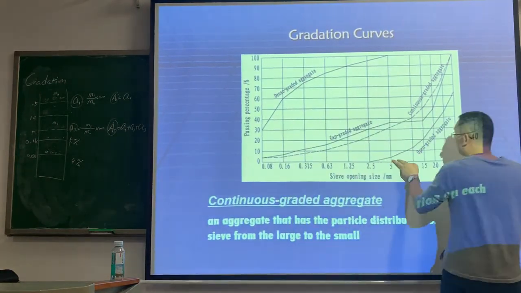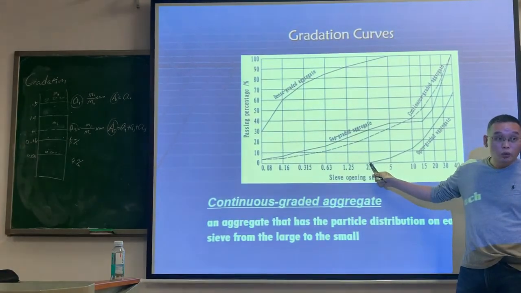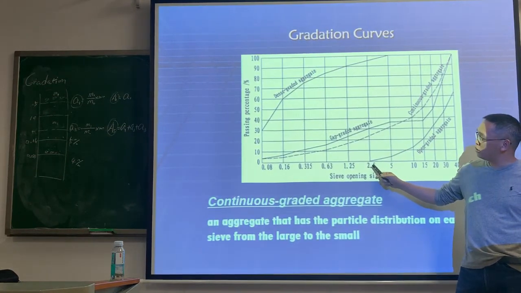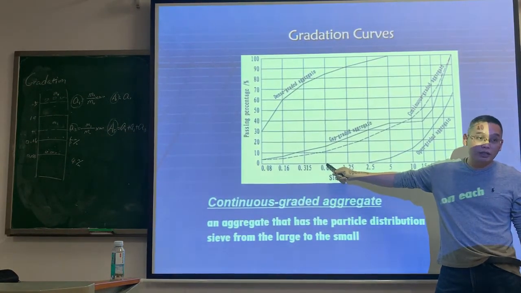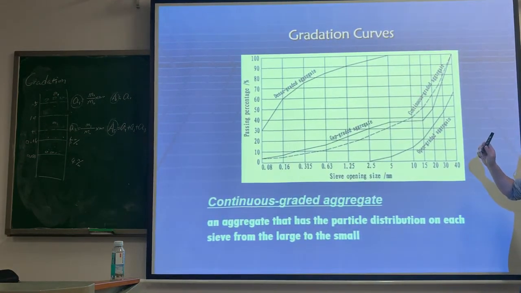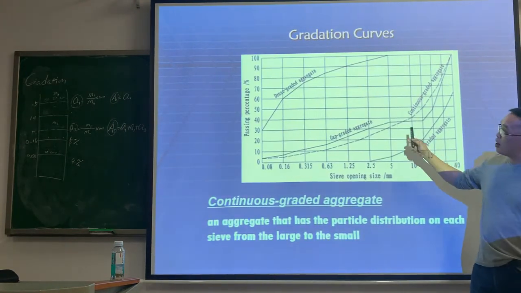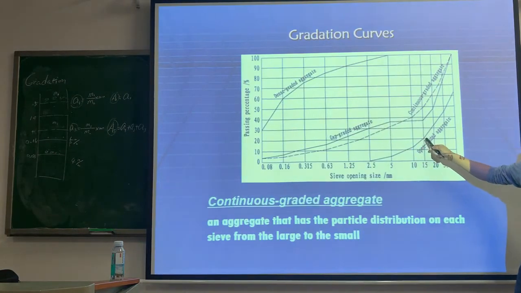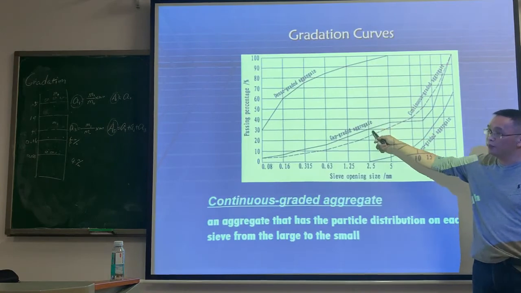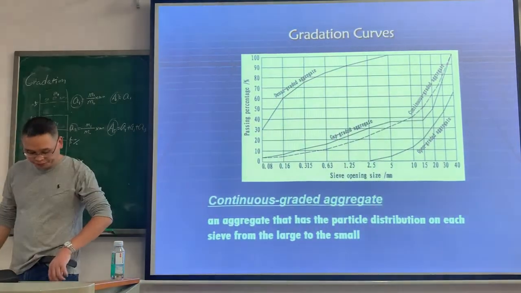But for this one, we can find that there is no fine aggregate. For the size below 2.5, there is no aggregate. So it means the open graded aggregate. These are the four kinds of typical curves of aggregates. But these two are most typical.